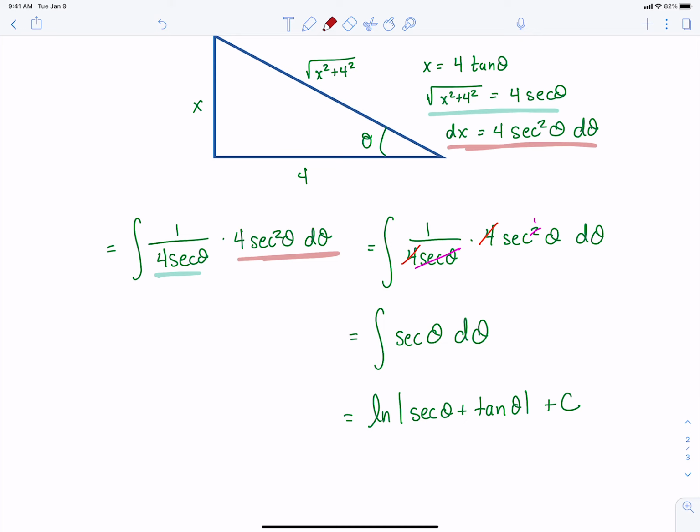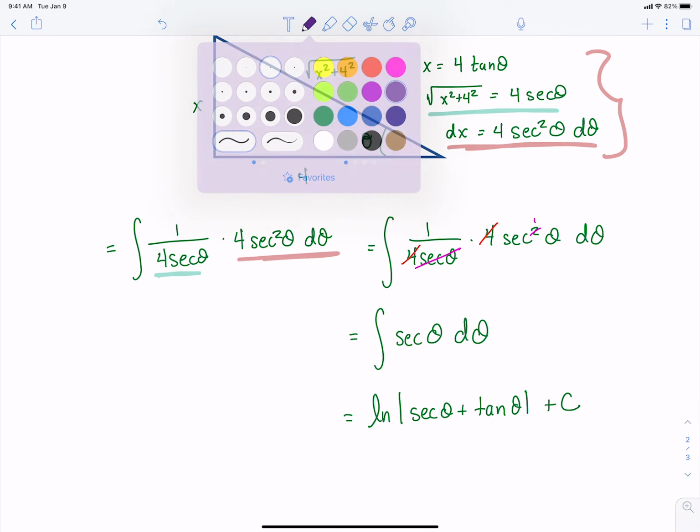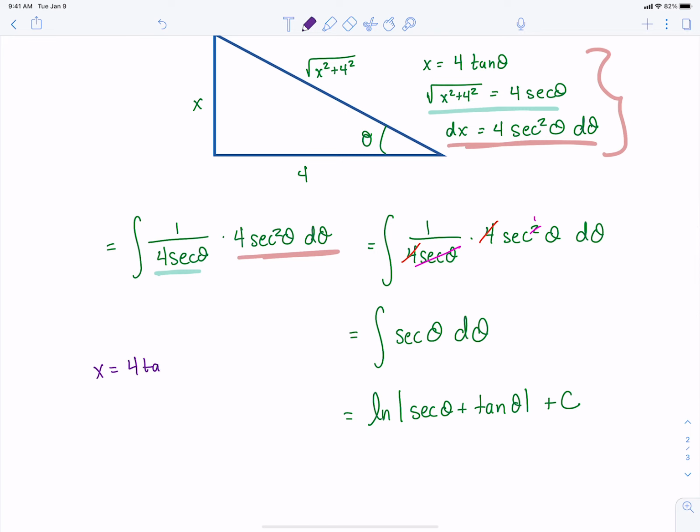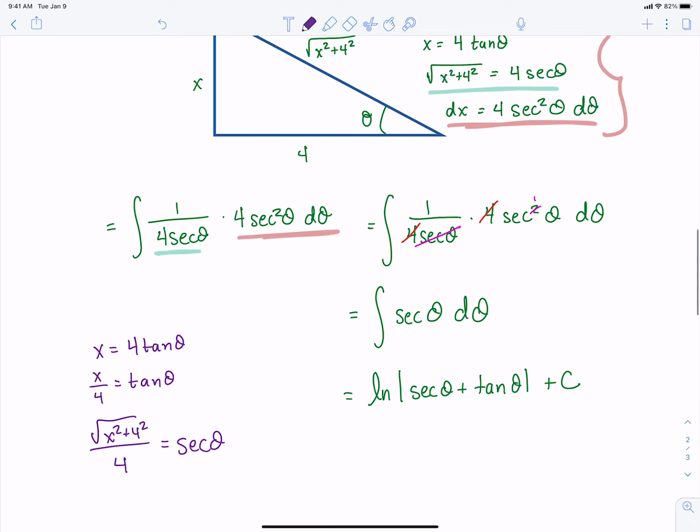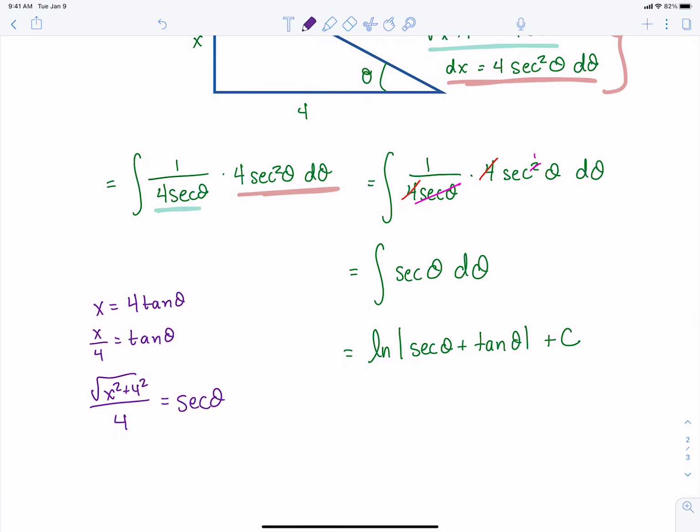And if we look back up here, where we set up our triangle, we know what tangent of theta is, we know what secant of theta is. We have to take those relationships and rewrite them a little bit. We have to actually write them as the trig ratios. We have to kind of go backwards. So tangent of theta is x over 4, and secant of theta is the square root of x squared plus 4 squared over 4. So let's do that in our integral. We've got the natural log of the square root of x squared plus 16 over 4 plus x over 4, plus c. And so again, we have it here. We're done. This is our integral.